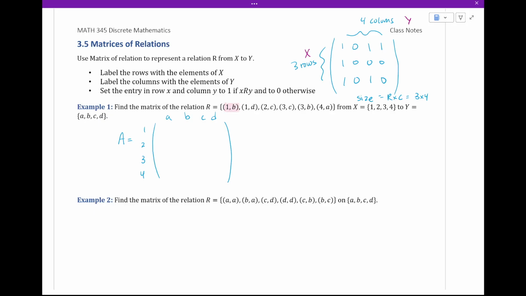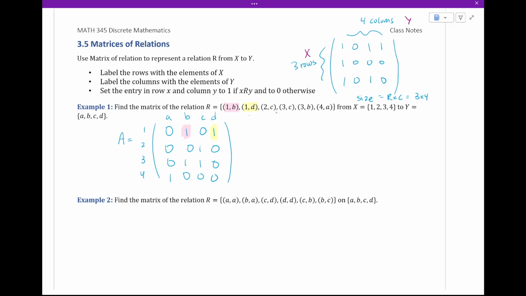So here, 1B is going to be right here. So I'm going to put a 1 right here. 1D, I'm going to put a 1 right here. And then there's no other things in row 1, so these are going to get zeros. And then 2C is going to be here, and then no other 2s, so I'm going to add zeros. 3C and 3B, and then zeros. And then 4 is A, and then zeros.